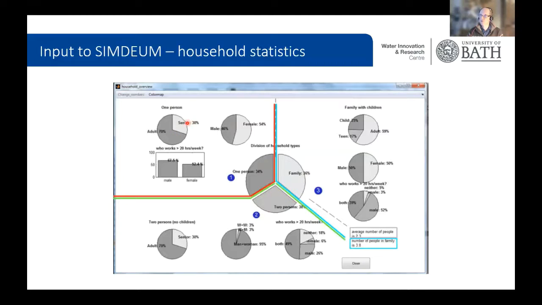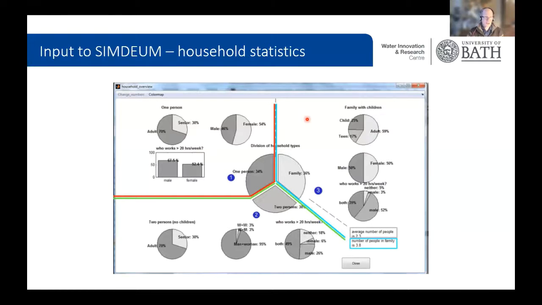For that one-person household, there are more statistics. It's looking at the percentage of adult people and senior people, and senior is 65 plus of age. It looks at the average distribution of male and female persons in the one-person household. It looks at what percentage of people will work more than 20 hours per week. And similar statistics will be there for a two-person household with no kids, and there are statistics for families with children.